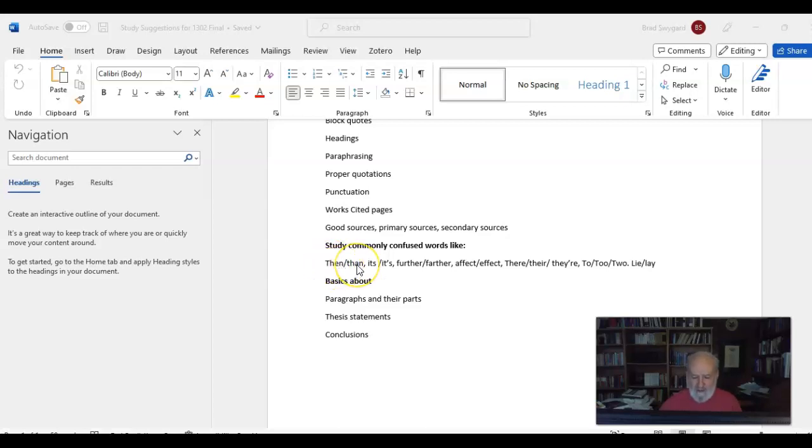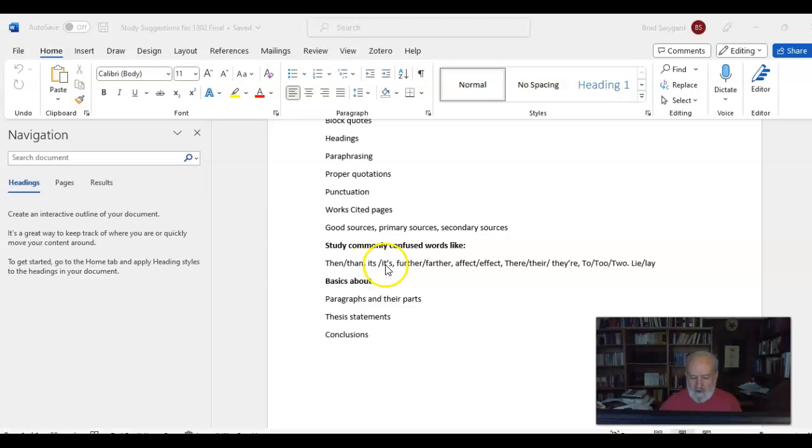The difference between then and than. Then is time, than is comparison. I'm better than he is. That's than. I will get there, then I will do something else. That's time.